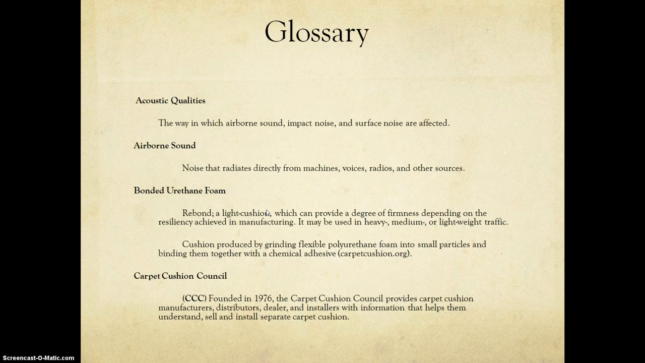Carpet Cushion Council, also known as CCC, founded in 1976. The Carpet Cushion Council provides carpet cushion manufacturers, distributors, dealers, and installers with information that helps them understand, sell, and install separate carpet cushion.